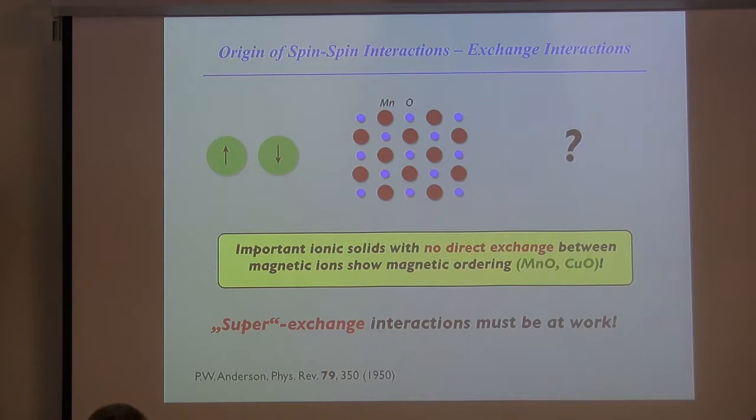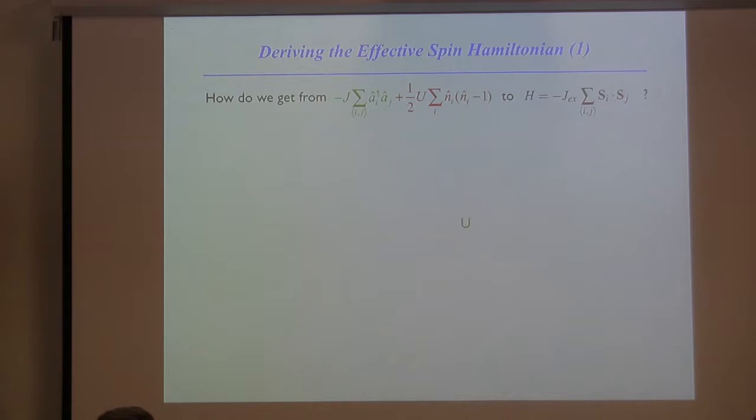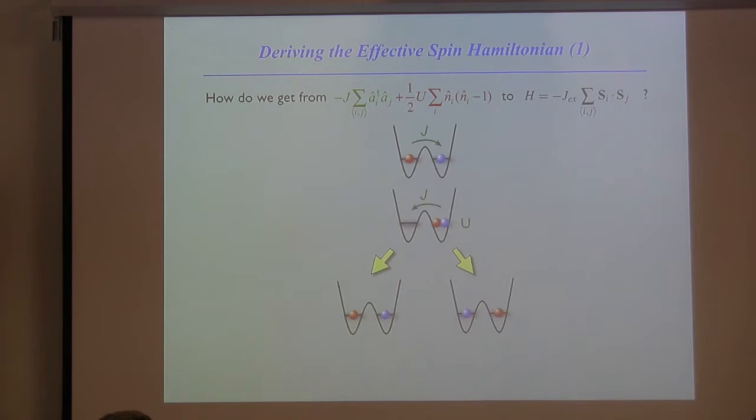Let's discuss it for our simple model. We do it for the case of bosons; for fermions, we'll see it's just a sign change, the argument is the same. You start with the Hubbard model, with kinetic energy and interaction energy, and somehow we want to arrive at a spin model, some spin interaction. How does that work? Let's imagine we have this double well. Let's simplify things as much as we can and just go to a double well.